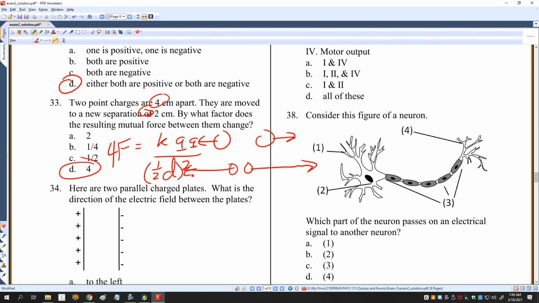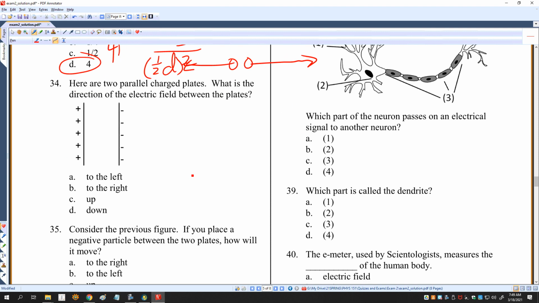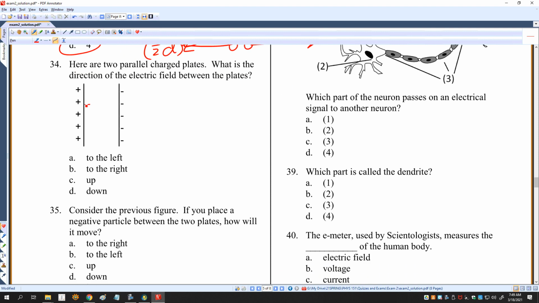Here are two parallel charged plates. What is the direction of the electric field? Electric fields always run from positive to negative. You can imagine this by saying, what if I have a positive charge? It will feel a force in that direction. Positive charges feel a force in the same direction as the electric field. What if I put a negative particle here? It's going to move to the left. So B is the right answer.